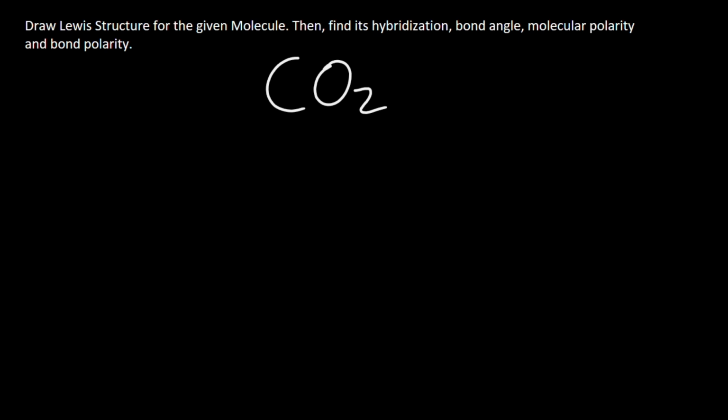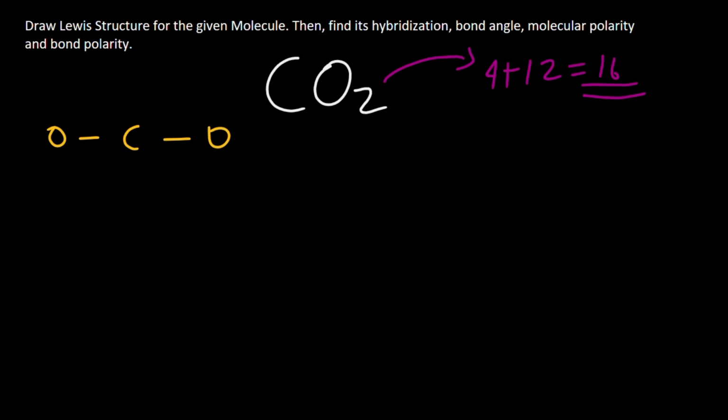Carbon dioxide. So obviously, we first have to draw the Lewis structure, and for that we have to find the total number of electrons. Carbon has 4 electrons, so 4 plus, and oxygen is 6 times 2, 12, and that's going to give us 16, right? So we have to get 16 total. Let's draw the Lewis structure now. Carbon in the center, and 2 oxygens. So 2, 4, 6, 8, 10, 12, 14, 16.